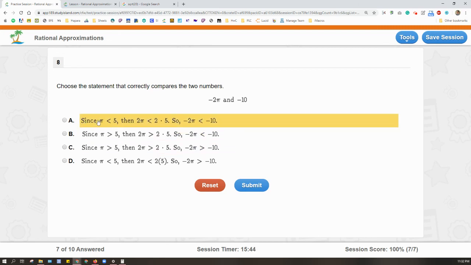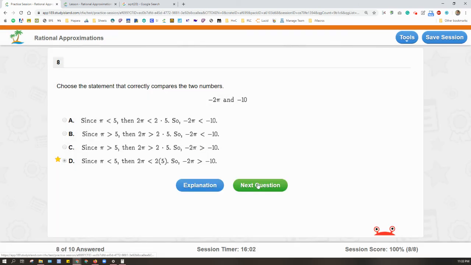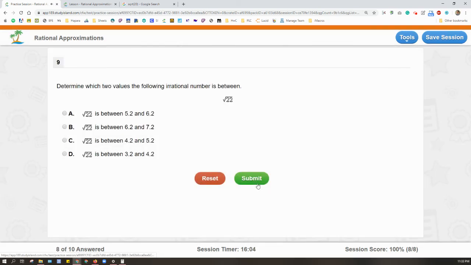A and D say that pi is less than 5. Then 2 pi is less than 2 times 5, which is true. So negative 2 pi is less than negative 10? No, it didn't take into account the negatives. Let's read what D says. Then 2 pi is less than 2 times 5, so negative 2 pi is greater than negative 10. That's our right answer.